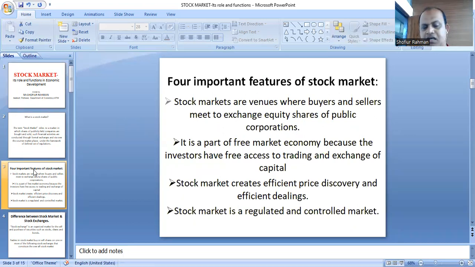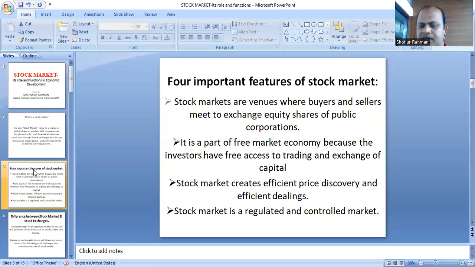The next characteristic is that the stock market creates efficient price discovery and efficient dealings. So it is very important because the price must be efficient. It is a controlled price. You have to pay while you buy, you will be refunded while you sell. Everything is done in this market in a systematic manner under some jurisdiction.